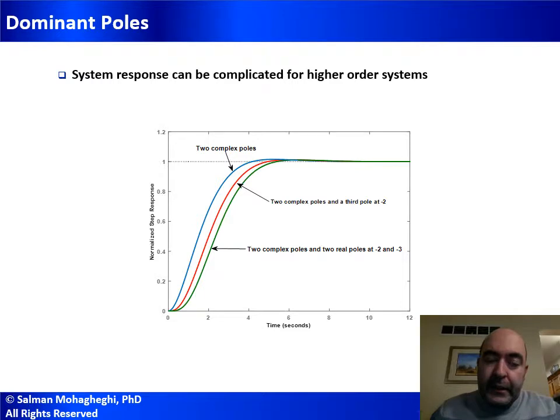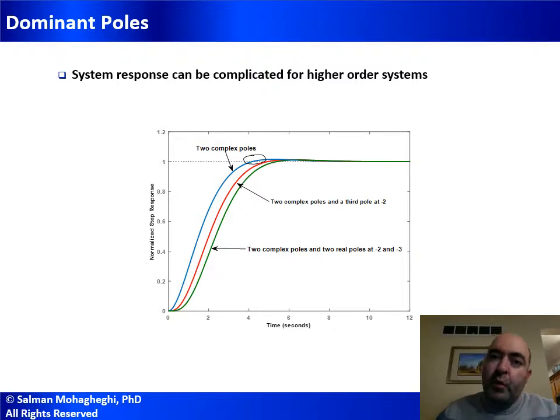Qualitatively speaking, when you add poles to a system, the system becomes slower, more sluggish. Consider this example here. The blue curve represents a system with two complex poles. As you can see, the system oscillates a little bit, so maybe you can see a little bit of overshoot around here, but it eventually settles to the final value, which is 1, rather quickly.